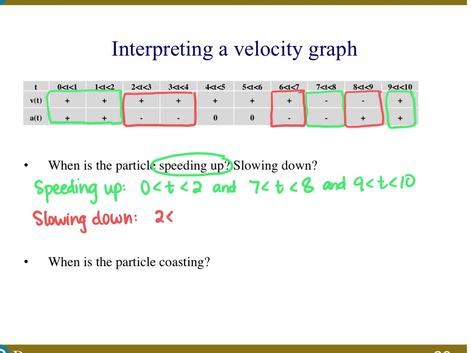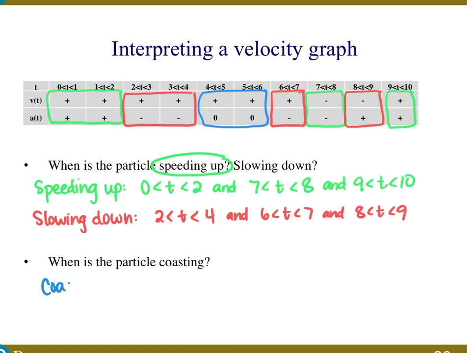So just double check. From 2 through 3 up till 4, and again from 6 to 7, and again from 8 to 9. Okay, and then coasting will be places where the acceleration was 0. It doesn't matter what the velocity is doing for coasting, just the acceleration.